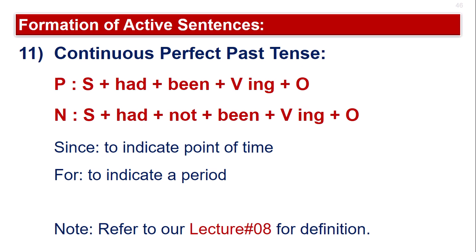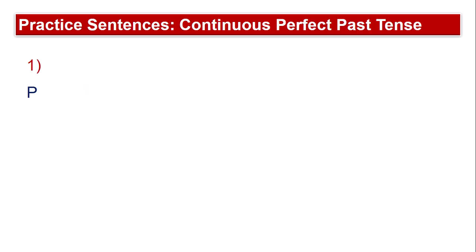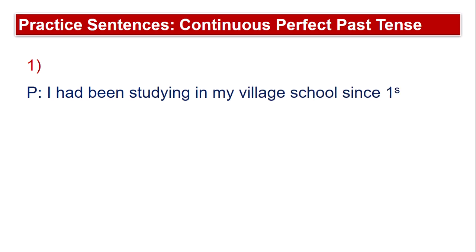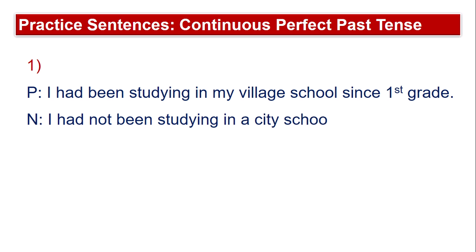So let's move on quickly to the practice sentences with correlation and cohesiveness between them. The first sentence is appearing on your screen. I had been studying in my village school since first grade. I had not been studying in a city school since first grade. So first grade is the point of time and therefore since has been used in both positive and negative.